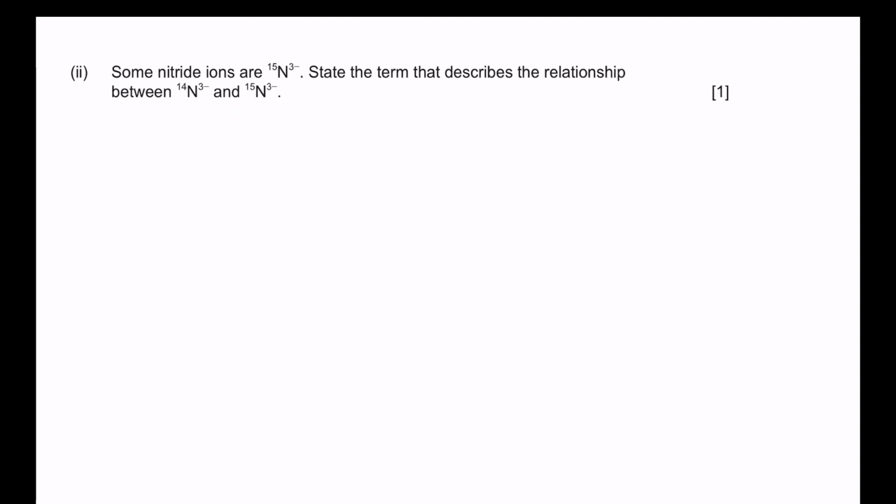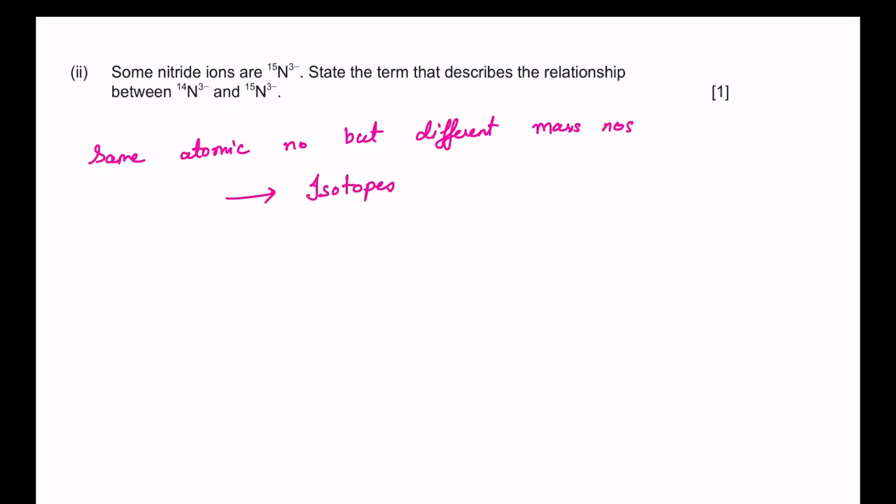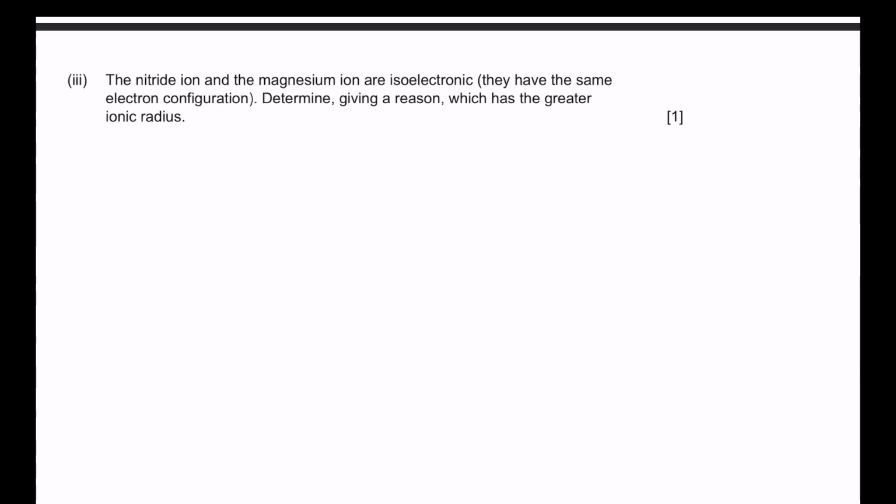Now moving to the next part: some nitride ions are 15N3-. State the term that describes the relationship between 14N3- and 15N3-. If we just check, they are the same element, right? But they have a different number of neutrons or different atomic masses. So atoms with the same atomic number but different mass numbers are called isotopes. That's it for this question. Now let's move on to the next one.